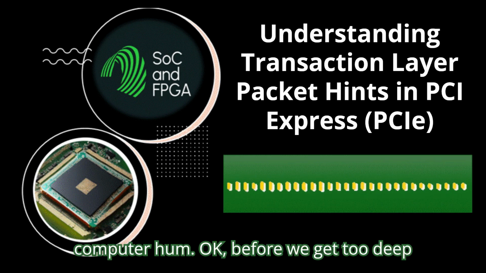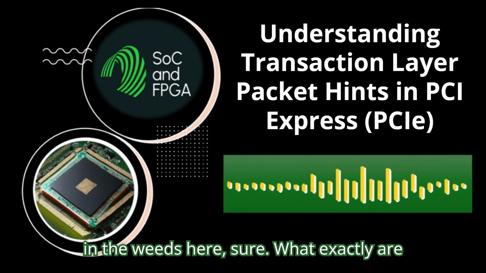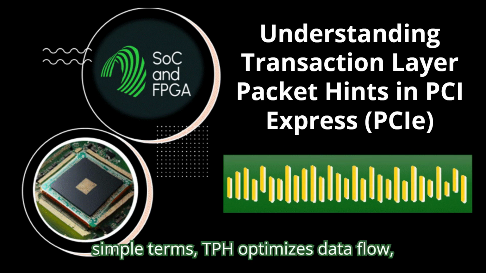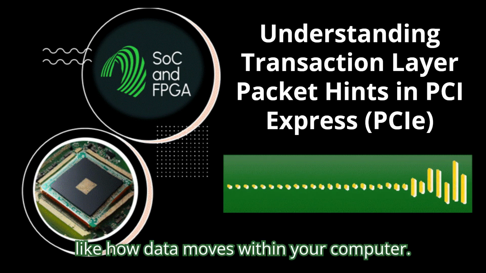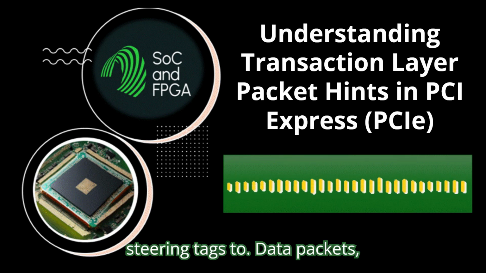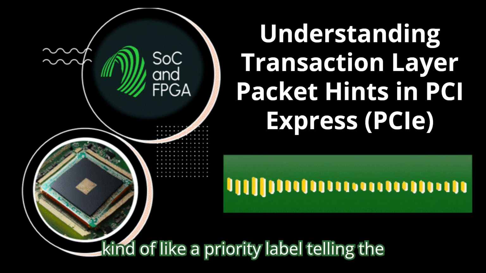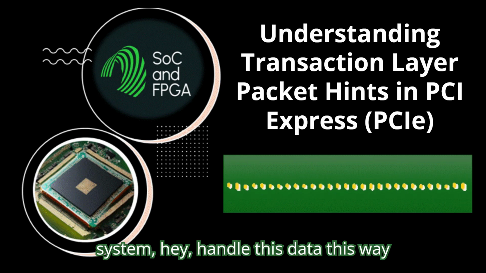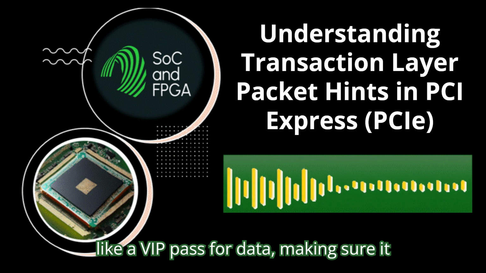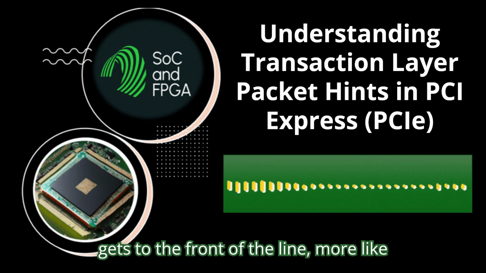Okay, before we get too deep in the weeds here, what exactly are these hints we're talking about? Okay, so in simple terms, TPH optimizes data flow, like how data moves within your computer. It attaches these things called steering tags to data packets, kind of like a priority label telling the system, hey, handle this data this way for the best speed and efficiency. So like a VIP pass for data, making sure it gets to the front of the line.